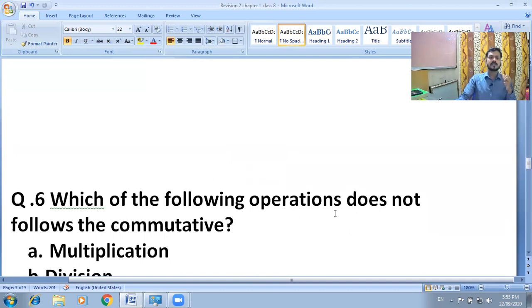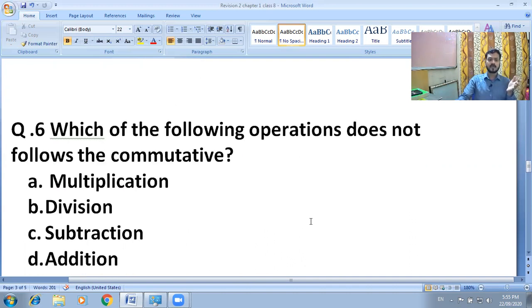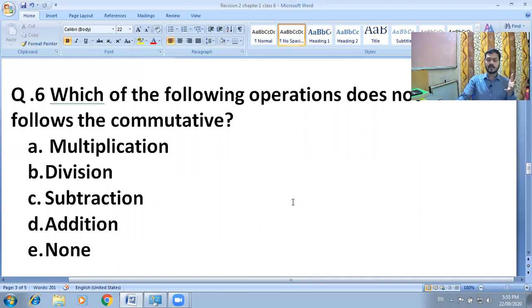Proceed to question number 6. Which of the following operations does not follow the commutative property? Multiplication, division, subtraction, and addition. From these 4 options, which does not follow the commutative property? Before solving this question, it is very important for you to know what the commutative property is and which operation does not follow it.